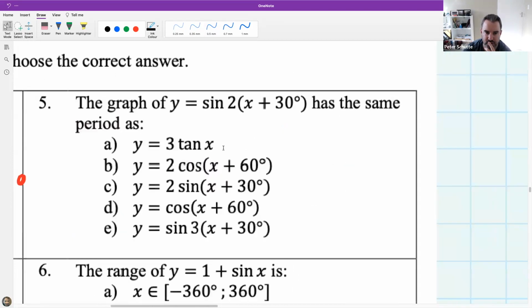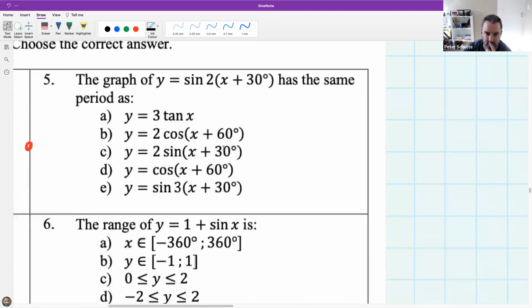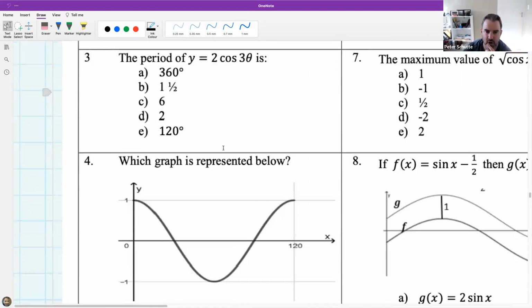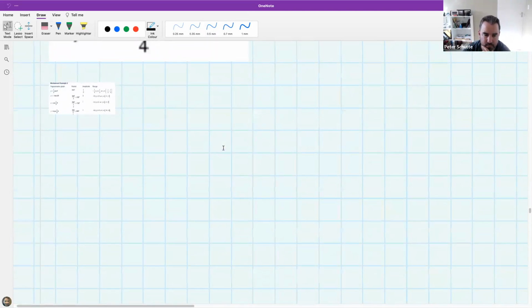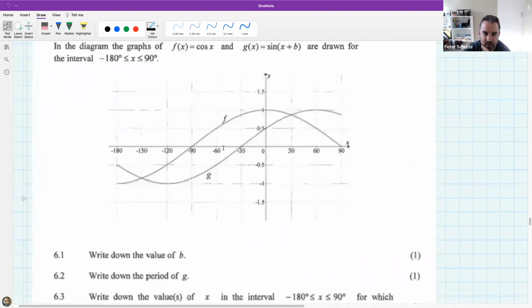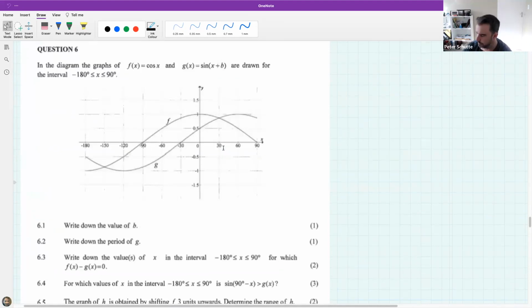I like this question. Actually, no, that's a little bit too complicated for us right now. Let's go to an old exam question. Okay, so here is an old exam question.